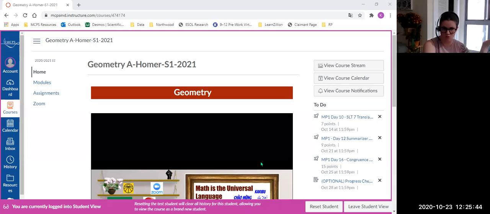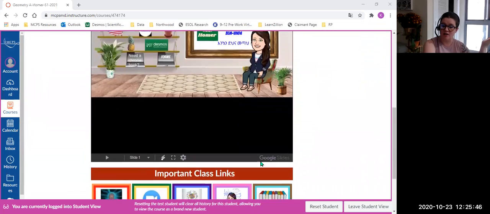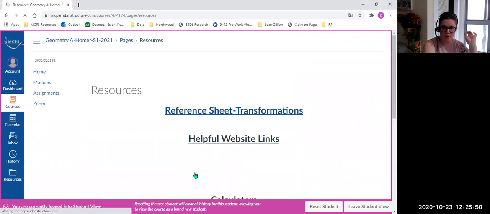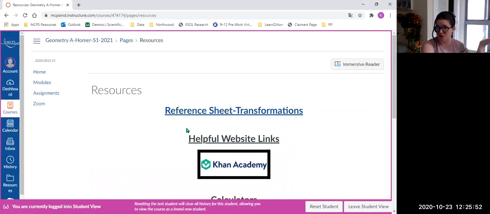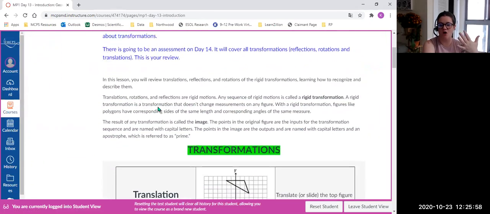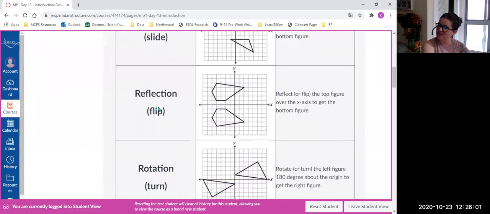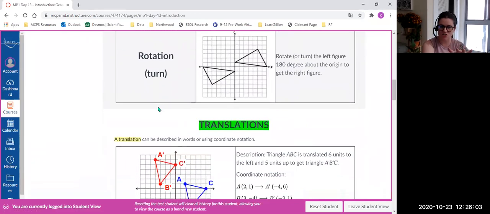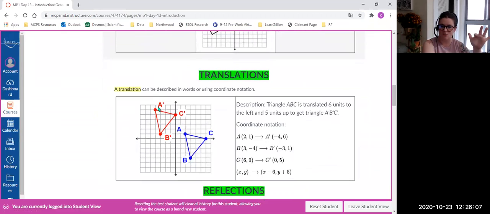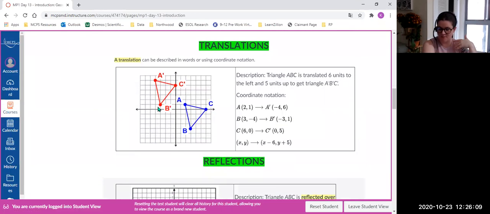One thing of note, and I mentioned this to period 1: if I go down here into my additional resources, it will bring me here with all the resources. The first one is a reference sheet, and this is the page that had all of that information about what rotations, reflections, and translations are, as well as the descriptions of them, right?